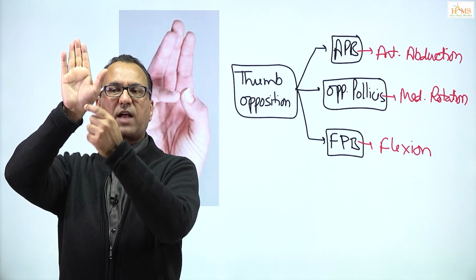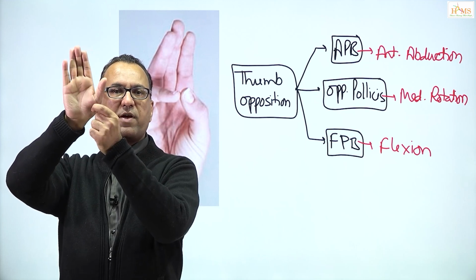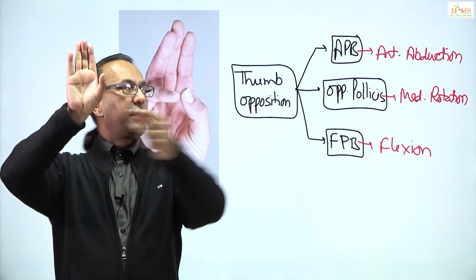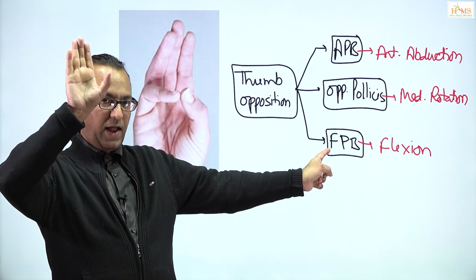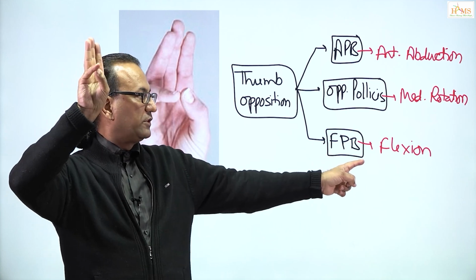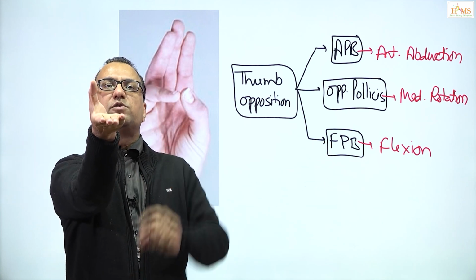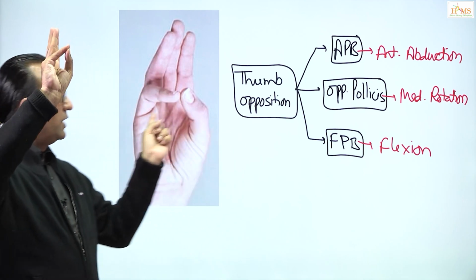After that, the second movement is you have to rotate the thumb medially towards the little finger. Medial rotation of the thumb is done by the opponens pollicis muscle. And then comes the third movement, the flexion, folding of the thumb. That is done by flexor pollicis brevis. So number 1, anterior abduction. Number 2, medial rotation. And number 3, flexion. That is how you do thumb apposition.